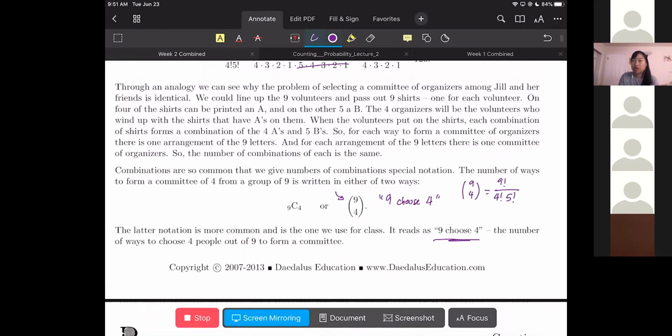And more generally, if we had n choose k, where we have n things and n is greater than or equal to k, if we want to choose k things from n, then we can write this as n factorial over k factorial times n minus k factorial. So when n is 9 and k is 4, that's 9 factorial over 4 factorial times 5 factorial.